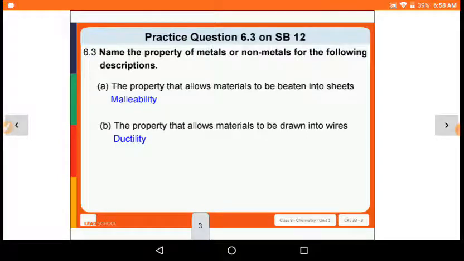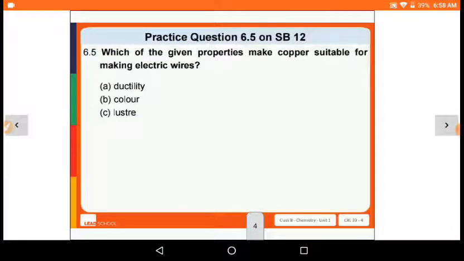Now 6.5: which of the following properties of copper make copper suitable for making electric wires? It is color.